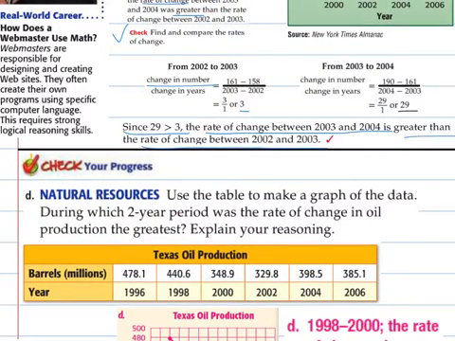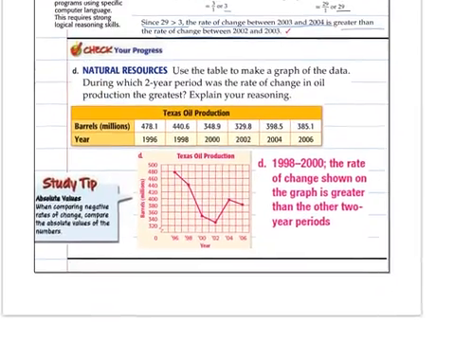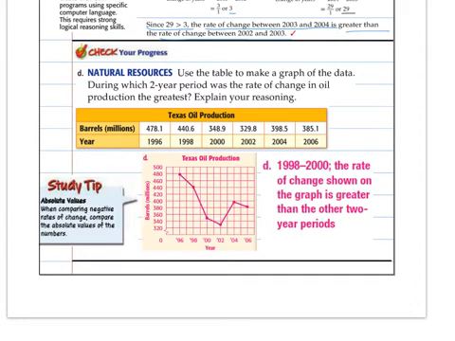Last one, you can give a try. So if we use the table to make a graph of the data, during which 2-year period was the rate of change in oil production the greatest? So we're going to make a table and then explain. So we would make our x's and y's. We're going to compare barrels per year. So we have our x-axis and our y-axis. Recorded that data. These are ordered pairs, if you remember. So in 1996, 478 and 1/10. So then they were marked there, and so on and so forth. So doing those ordered pairs in each spot.